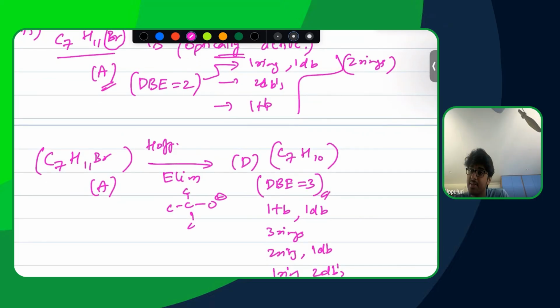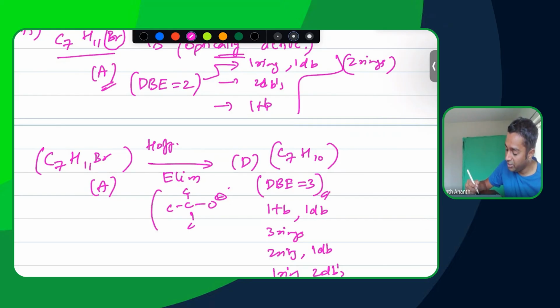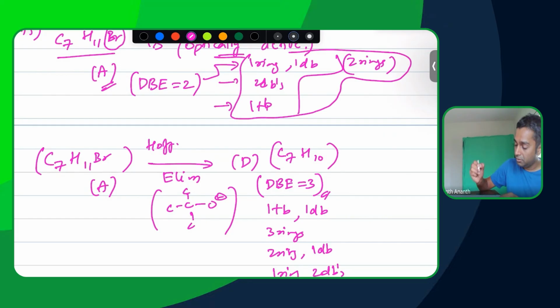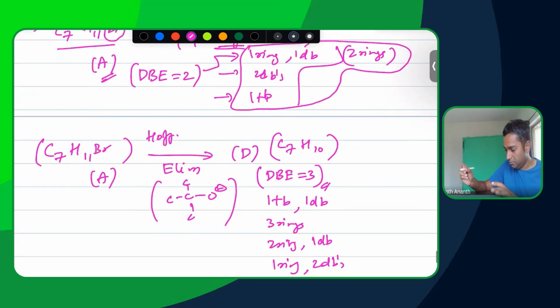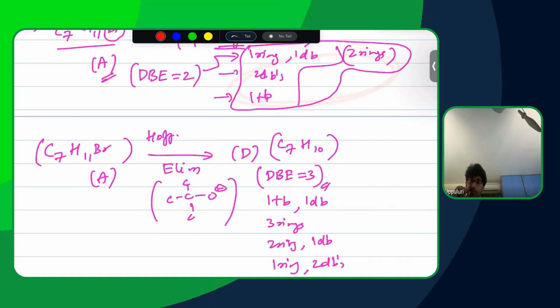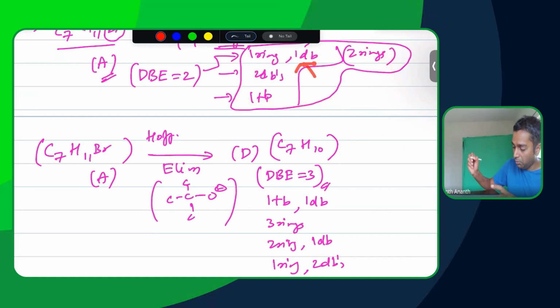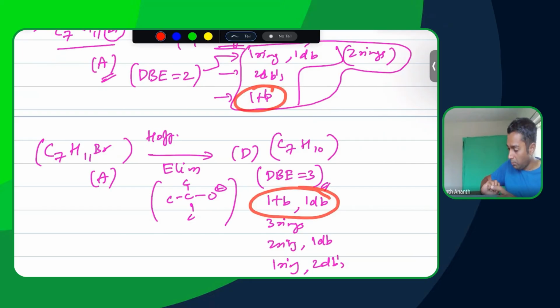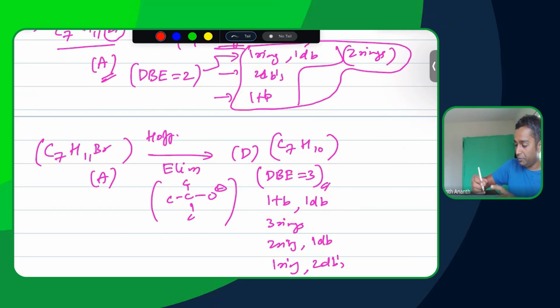Why not? Because of valency again. Because I did an elimination. Remember, start from these. My starting possibilities were these. If I start with 1 ring and 1 double bond, I'll get 1 ring and 2 double bonds. If I start with 1 triple bond, I'll get 1 triple bond and 1 double bond. If I start with 2 double bonds, which I have not yet put down, I can have 3 double bonds.